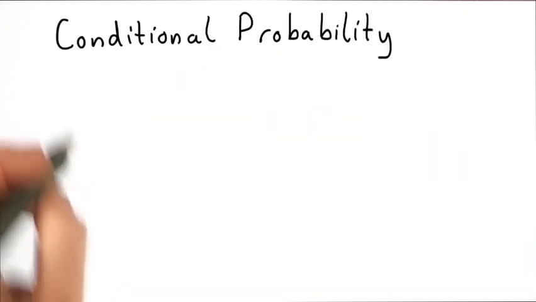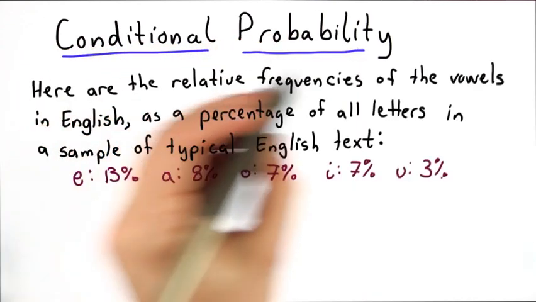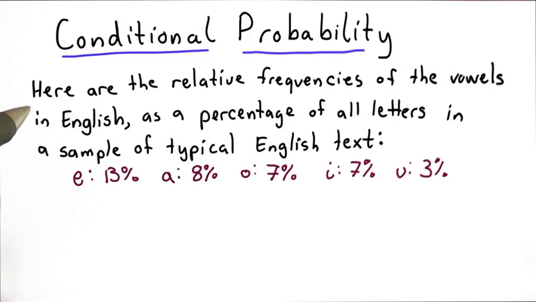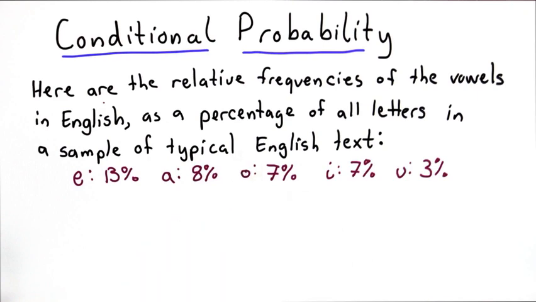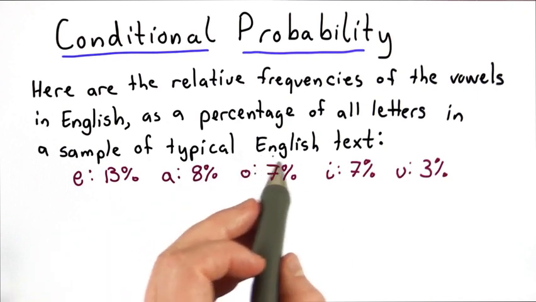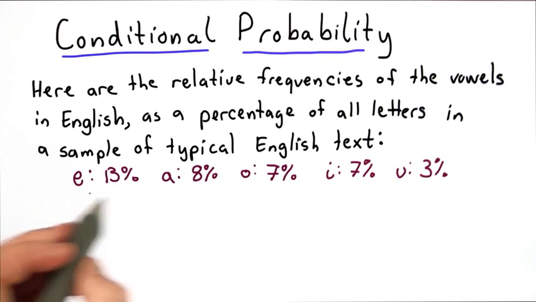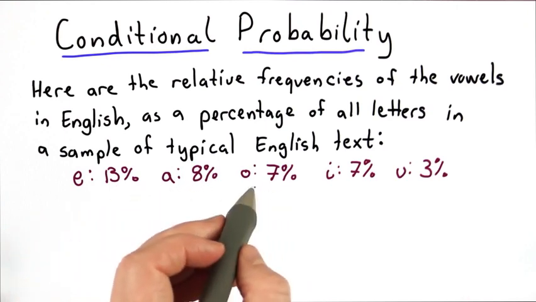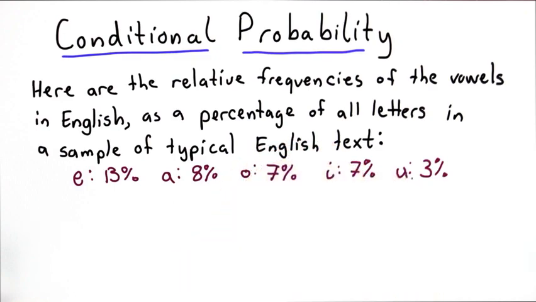The first 3 questions on this homework test that you understand conditional probability. So for these 3 questions, we're going to use the relative frequencies of vowels in English, and I'm giving you those results as a percentage of all the letters in a sample of typical English text. So you can assume that 13% of all letters in the text are the letter E, 8% are A, 7% are O, 7% are I, and 3% are U. Obviously, this is not a very large sample of English text.